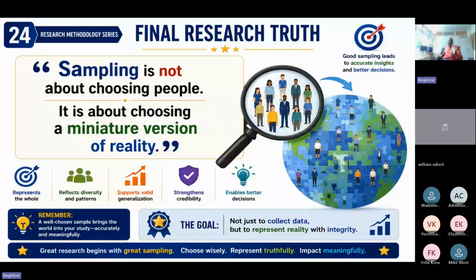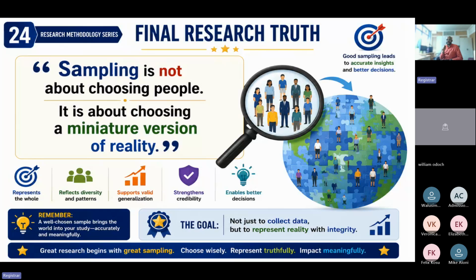And the final research truth. This is the final thing I want to tell you. Sampling is not about choosing people, man. Don't mark it as I need 300 samples, I need 300 respondents, I need 180, I need 400. Don't hunt for that number. Make sure your sample is the miniature of your population. You're going to see it is the lens through which you're going to see and generalize your entire population under study.